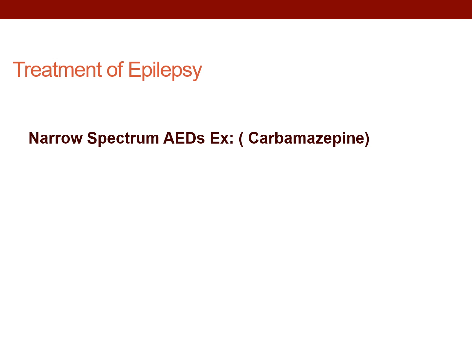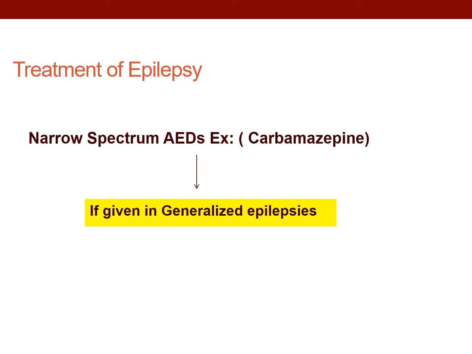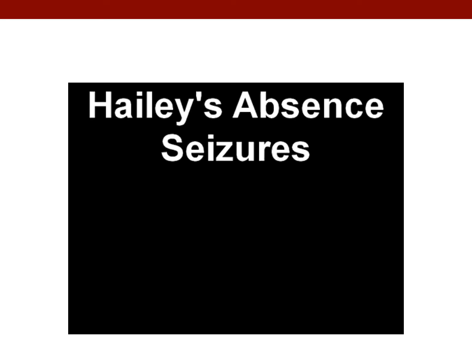Why is it important for you to know this classification? Because if you give a narrow spectrum anti-epileptic like carbamazepine in generalized seizures or generalized epilepsy, what is going to happen is that you are going to increase the number of seizures. So remember Haley, who was having absent seizures.